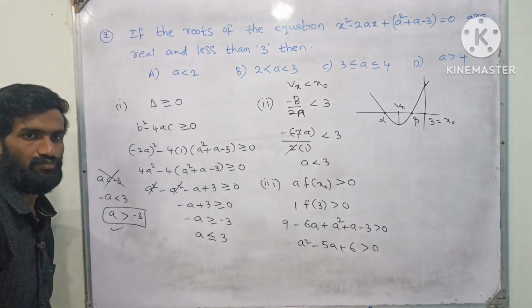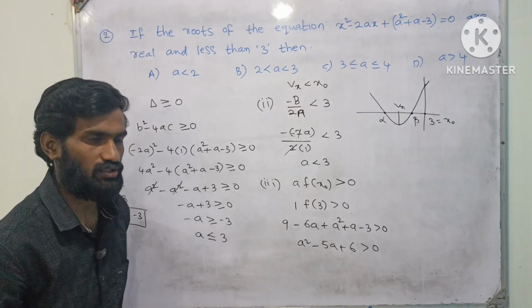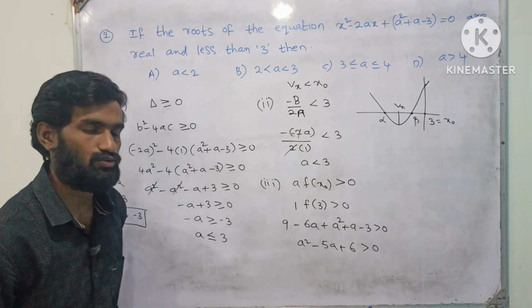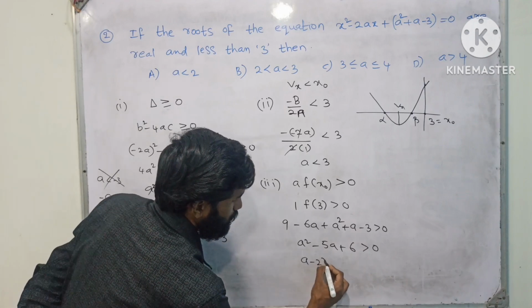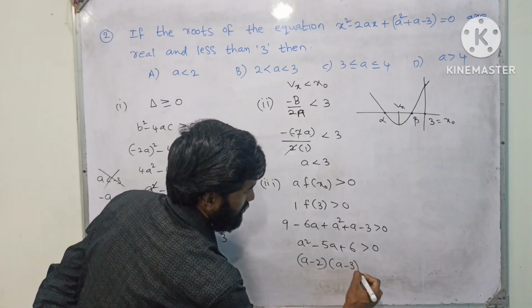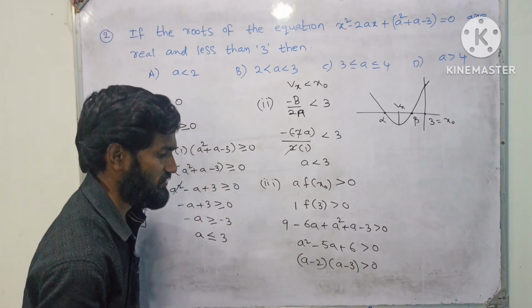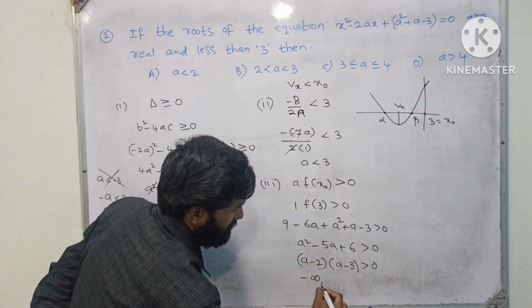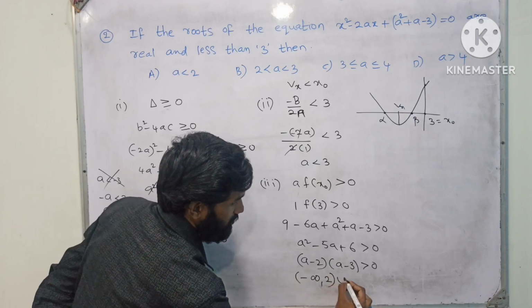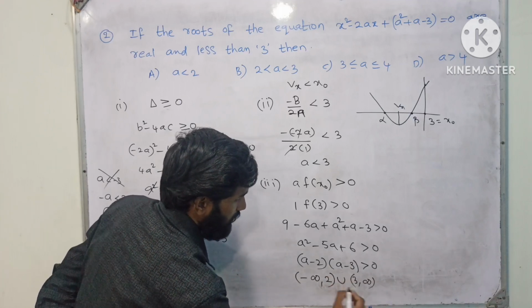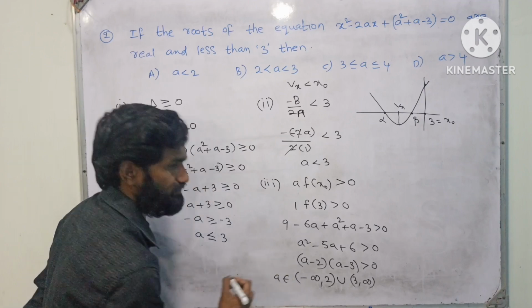Now the roots we already know. The sum of the roots is 5 and the product of the roots is 6, so definitely the roots are 2 and 3. That means (a minus 2) into (a minus 3) is greater than 0. Now if (a minus 2) into (a minus 3) is greater than 0, what is our answer? Minus infinity to 2 union 3 to infinity, which is where a belongs.